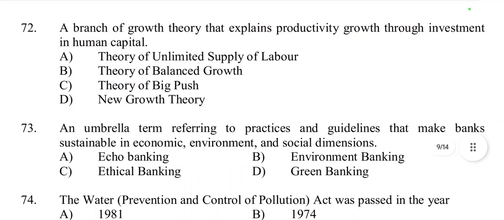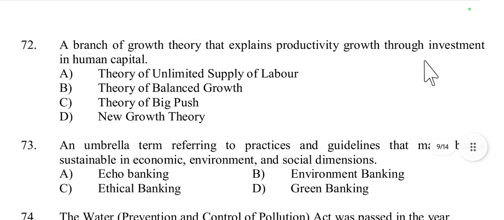Then question number 72, a branch of growth theory that explains productivity growth through investment in human capital, that is called as theory of unlimited supply of labor, theory of balanced growth, theory of big push or new growth theory. It is called as new growth theory, because new growth theory, also called endogenous growth theory, explains economic growth as a result of internal factors, especially human capital, innovation and knowledge. So this is called as new growth theory.